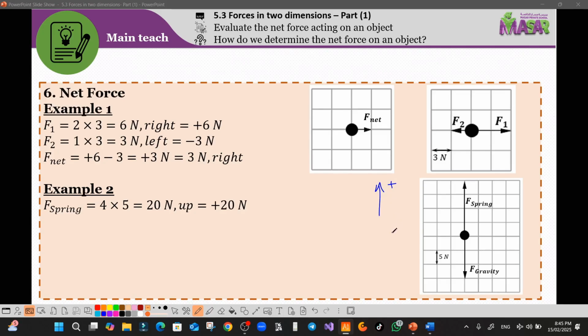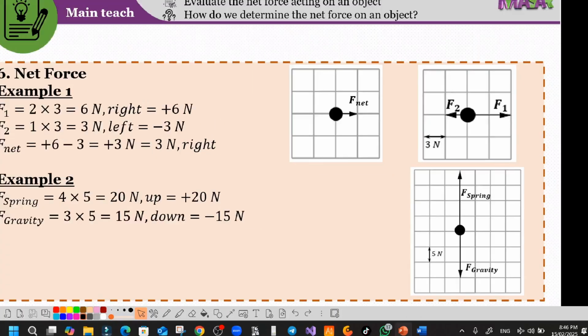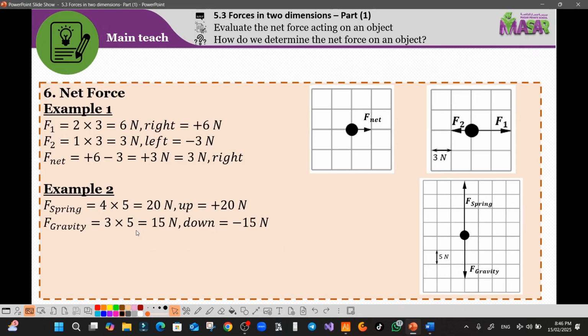The upward direction is a plus, the downward direction is minus. So let's find out what will be the magnitude of the gravity with the direction. The direction, it's obvious, it's down. However, the number of grids here, 1, 2, 3. So 3 multiplied by 5, and the answer is 15.